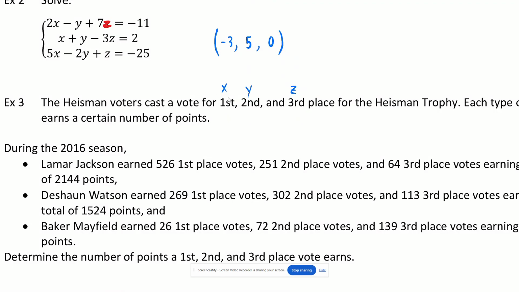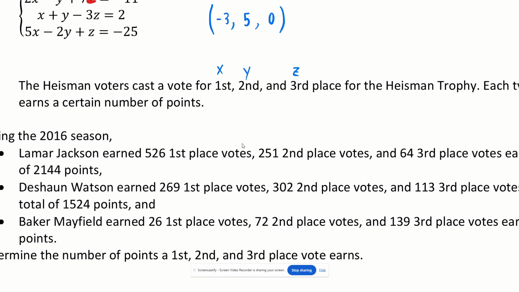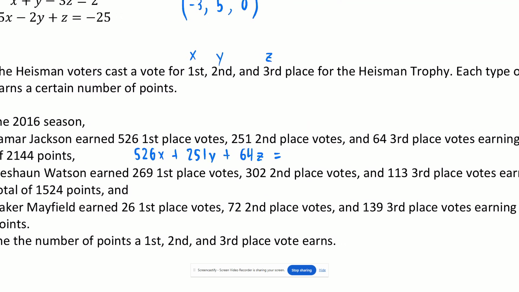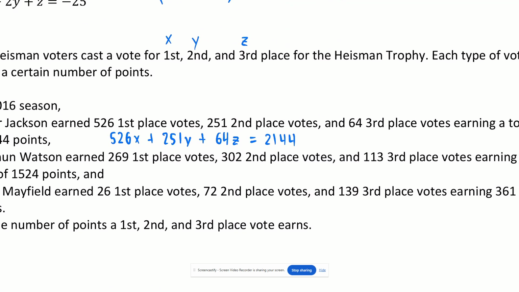We're obviously going to put our values with these particular places. Who got first, who got second, who got third place votes. So the total is how many points they accumulate. So for example, Lamar Jackson, he got 526 X's plus he got 251 Y's, plus he got 64 third places, so Z's, and that accumulated to a total of 2,144 points. Okay, go with Deshaun Watson.